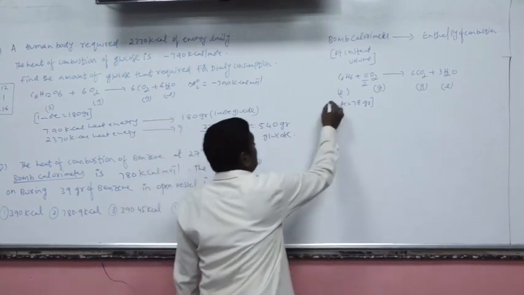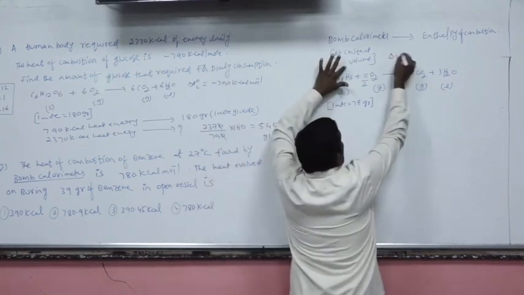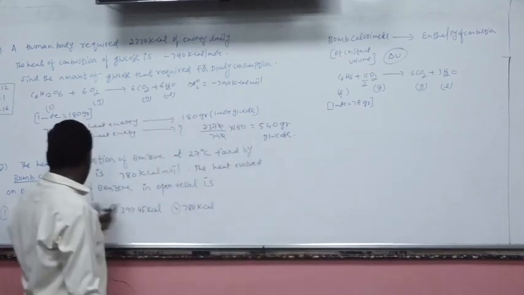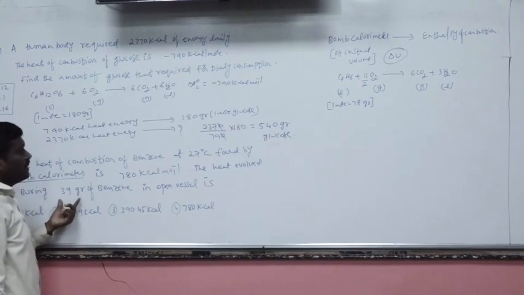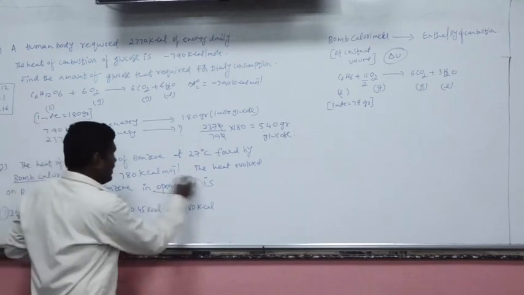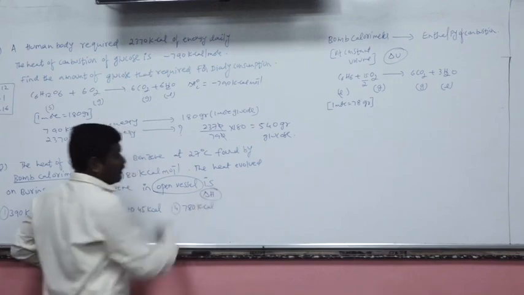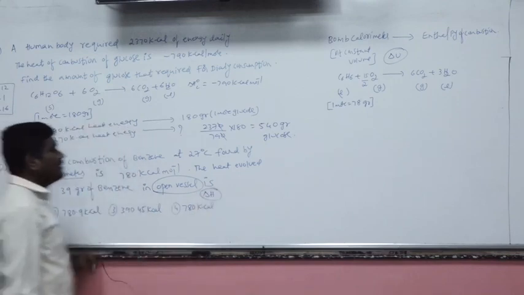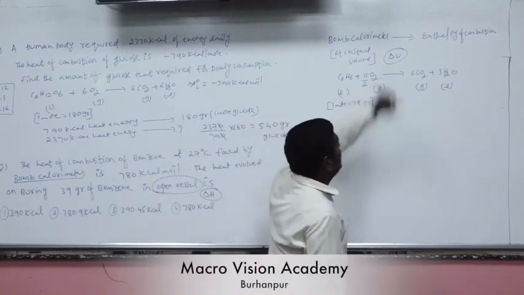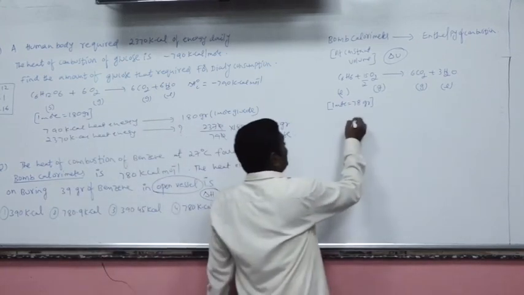Now, at constant volume, we have to calculate delta U only. But the question asks for the combustion of not 1 mole, but half a mole. 1 mole corresponds to 78 grams, so half a mole corresponds to 39 grams. In an open vessel means pressure is constant. Pressure constant means we have to find delta H. First of all, calculate delta H from the delta U data.